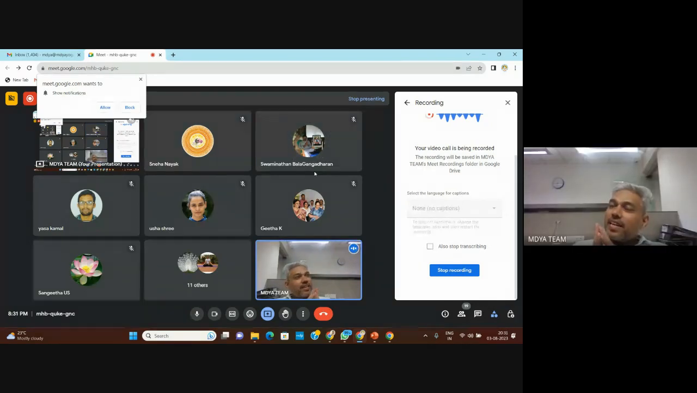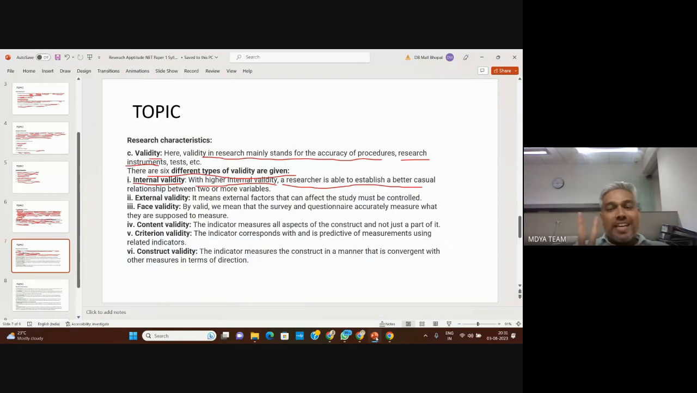See, in a research there are always two things. You cannot conduct a research without a variable. Variables means two things: one independent variable and one dependent variable. Independent variable means, for example, yoga. Yoga is an independent variable, and the dependent variable is a disease, any disease. So in a research, you always have to take variables.